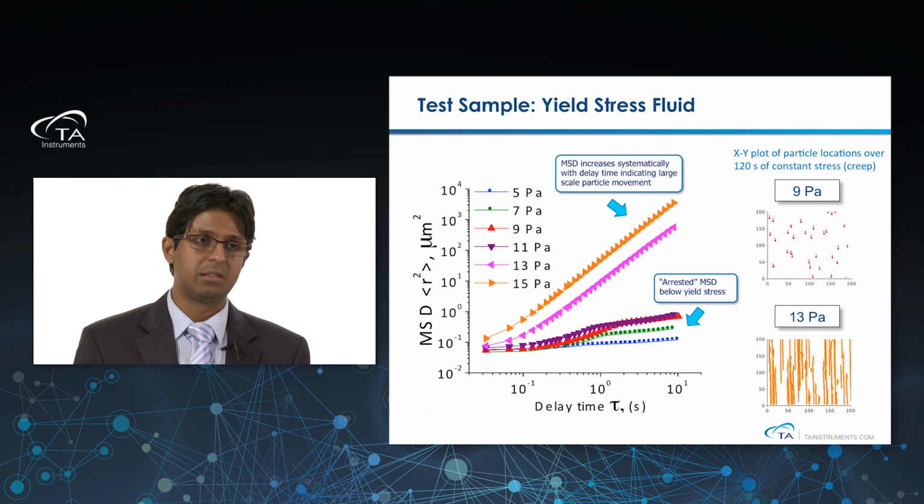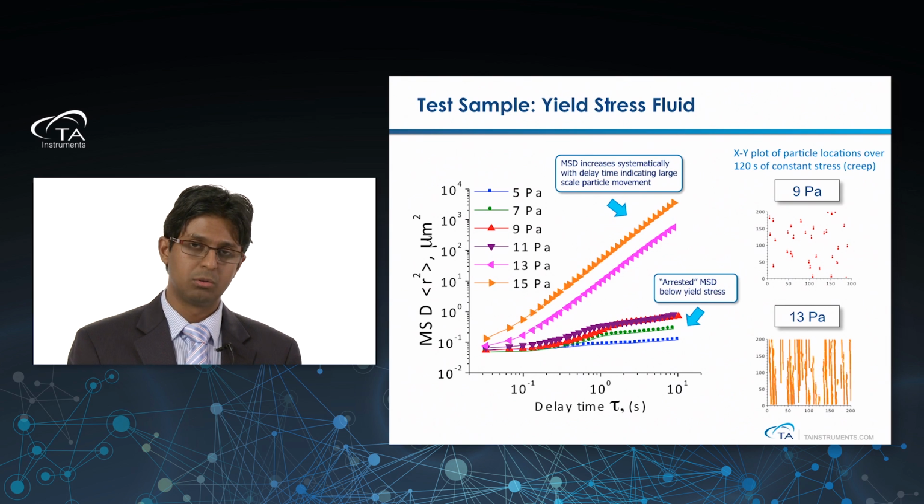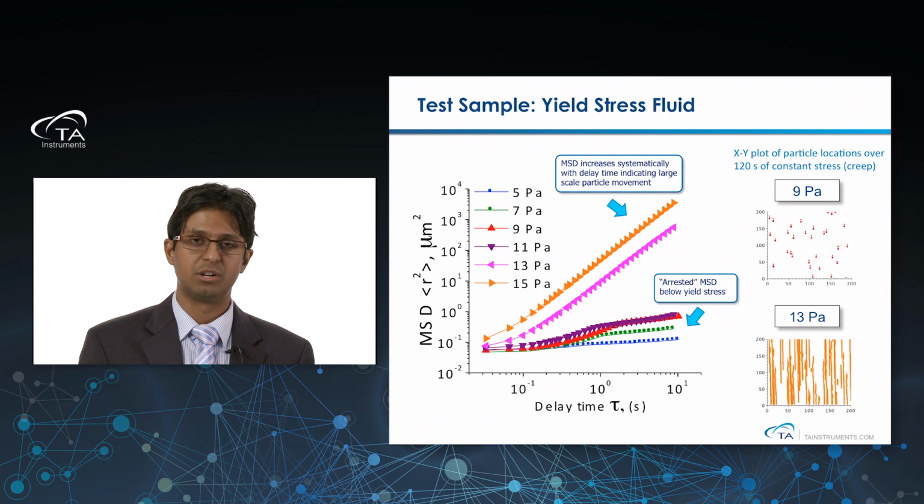Compare that with what we see at 13 and 15 pascals. The sample is yielded, now it's starting to flow, so the particle displacement systematically increases as a function of time. So we're able to quantify how much the particle moves after it's yielded.